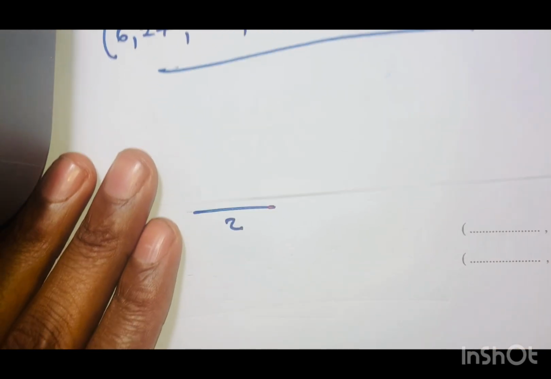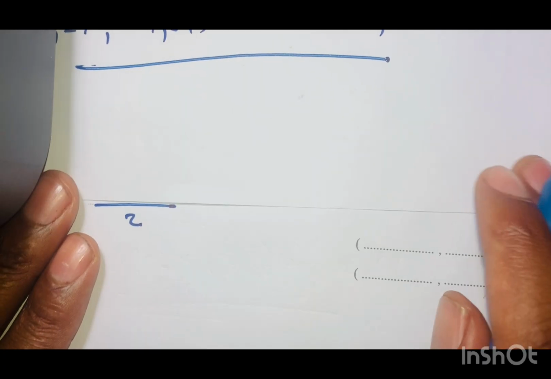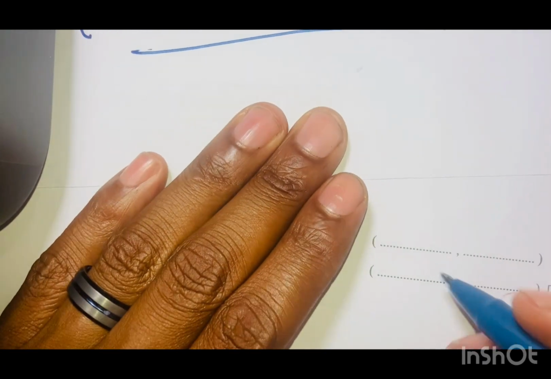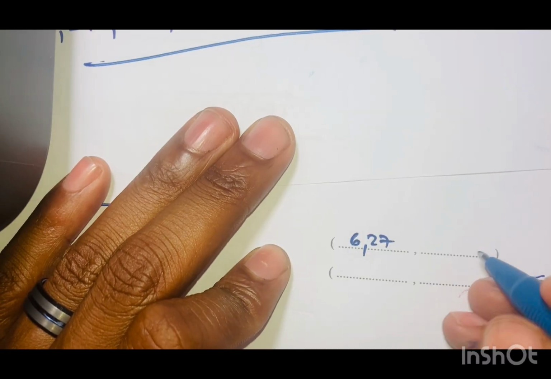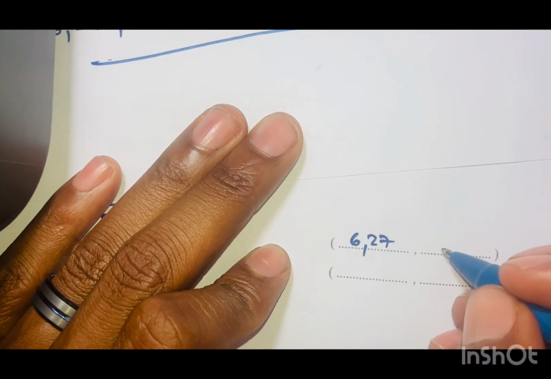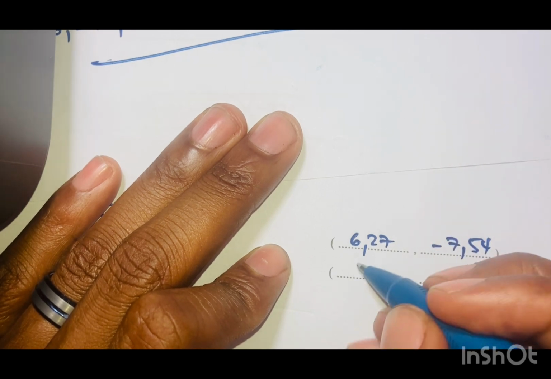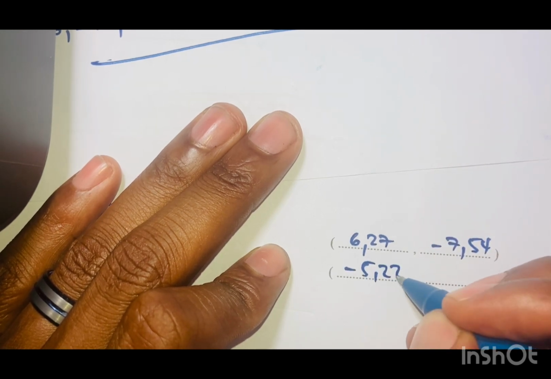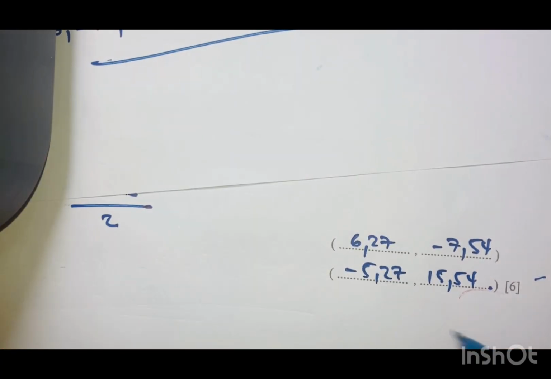So if I was going to put them here where it's mentioned 6 marks, I'm simply going to say 6.27 and minus 7.54, then minus 5.27 and 15.54. So those are the coordinates.